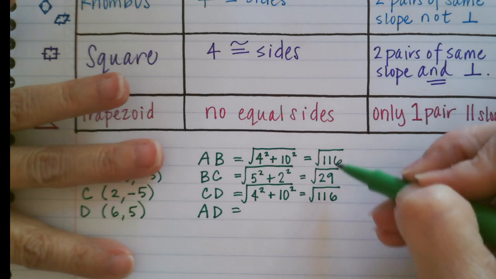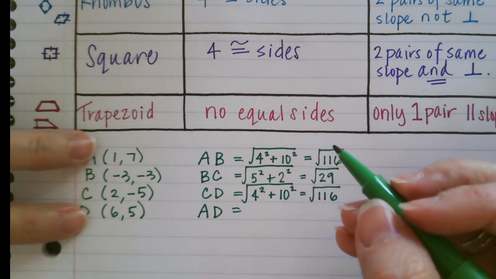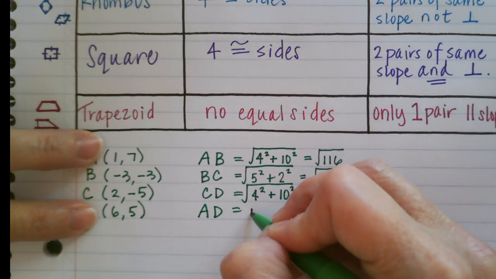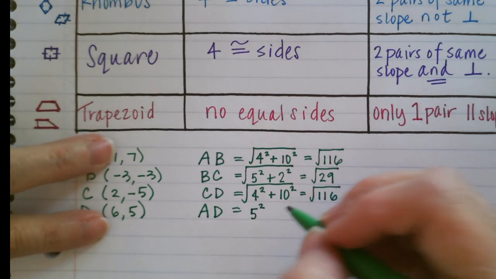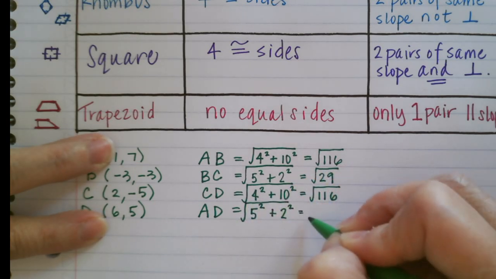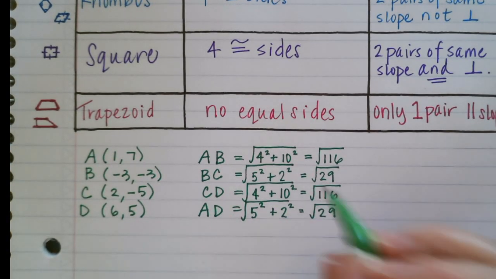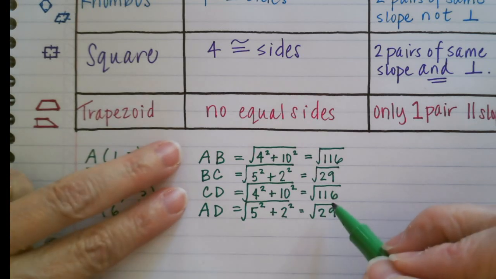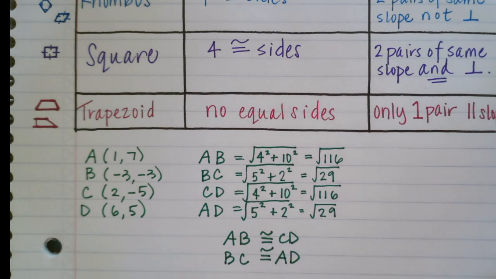Now I know that those two are opposite sides, so that's good. And then A and D. The distance between those two corners is 5 and 2, and that gives me the square root of 29. So what I know is that AB is the same length as CD, so AB is congruent to CD, and I know that BC is congruent to AD.